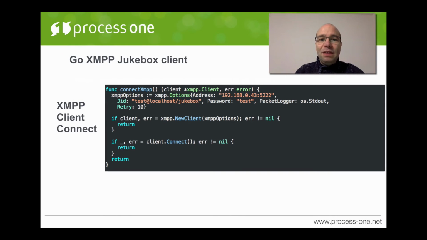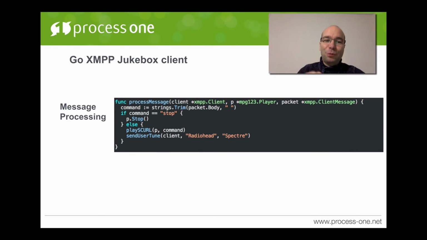Then the connect XMPP. Well, this is very simple. You define a structure which is the XMPP options structure, which takes the address of the server, the Jabber ID, the password, and several options like packet logger if you want to log all the traffic on the standard output, for example, or the retry parameters in case there are issues connecting to the XMPP server. Then you create a new client with those options, and then you connect. So that's basically it.